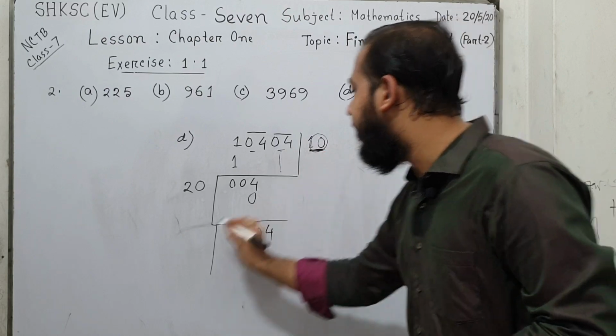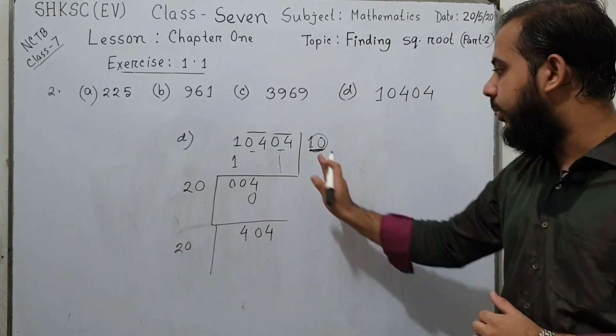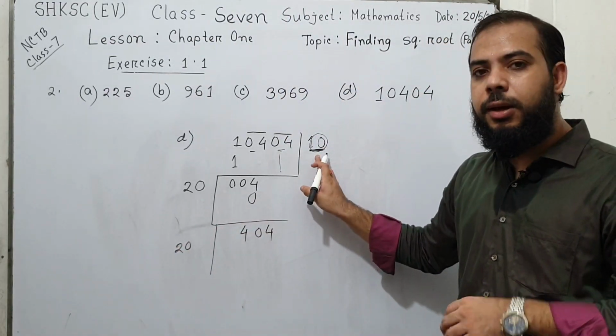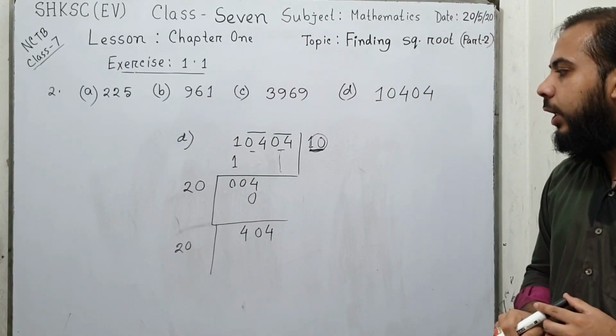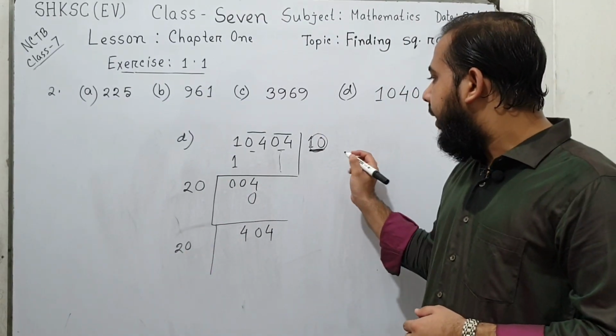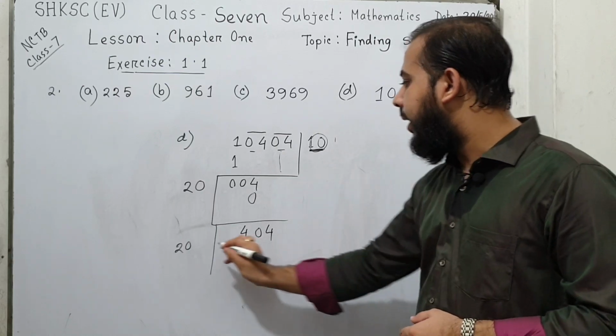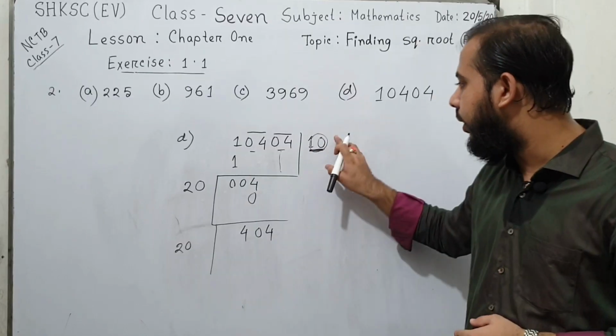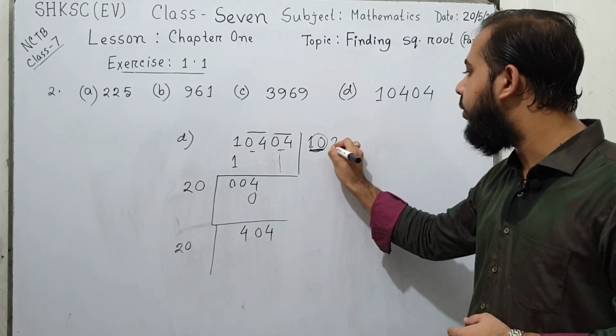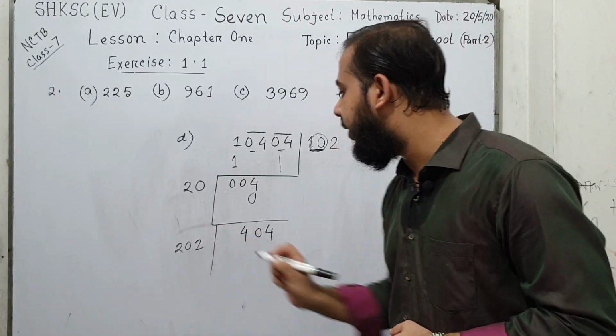So the double of 10 is 20. Double of 10, not only 0. You have to make it double of this total number. This will be 20. Now if we put 1 and 1 here, 201 is not equal to 404. If we put 2 here, and we have to put 2 here.